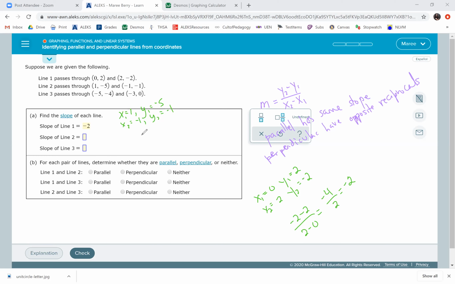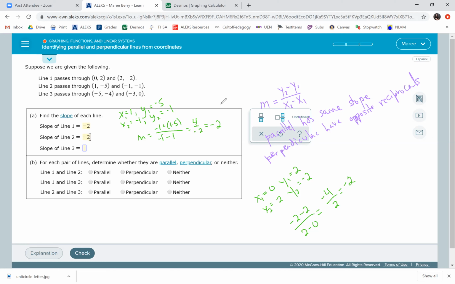So we use our formula for slope. M equals y sub 2, which is negative 1, minus y sub 1, which is negative 5, divided by x sub 2, which is negative 1, minus x sub 1, which is 1. So negative 1 minus a negative 5 is the same thing as negative 1 plus 5, which is 4, over negative 1 minus 1, which is negative 2. That's also a negative 2. So right away, I know that line 1 and line 2 are going to be parallel.